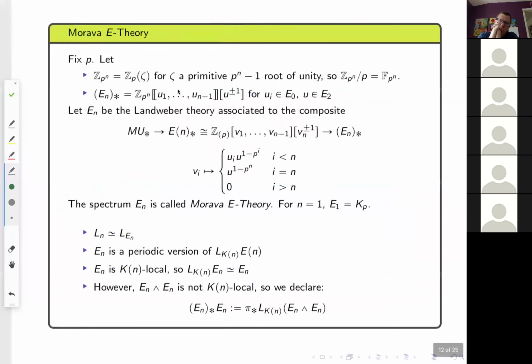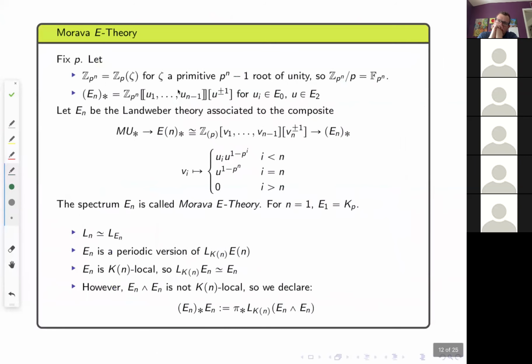Okay. Now, that's for L_n, and now what about for L_{K(n)} S? For L_{K(n)} S, I need to introduce a new theory, and this is Morava E-theory. It hasn't come up yet, but the tools to build it have all been introduced. So we're going to fix a prime p, and I'm going to use the notation Z_{p^n} to denote that you take the p-adic integers and you adjoin a primitive (p^n - 1)th root of unity. The notation is motivated by the fact that if you take Z_{p^n} mod p, you get F_{p^n}, the field with p^n elements.